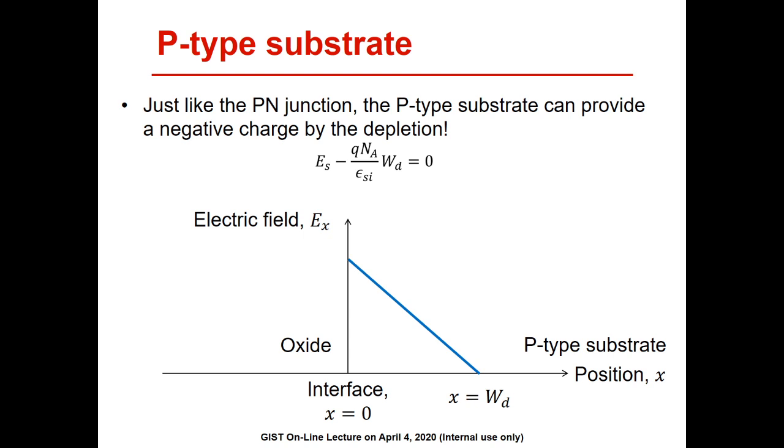depletion. Assume that the electric field at the interface, the surface electric field, is given by E sub s. According to Gauss's law, inside the depleted region, the electric field decreases at a rate of minus qN_A over epsilon silicon. By using this slope, we can express the depletion width W_D as a function of the surface electric field.